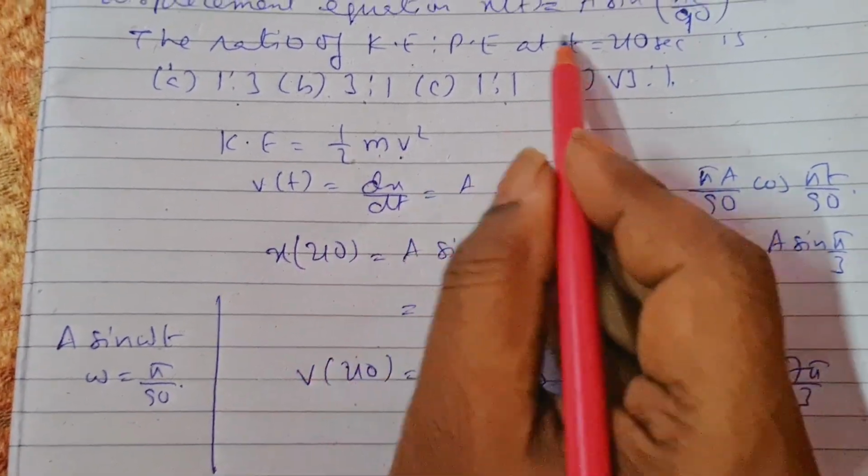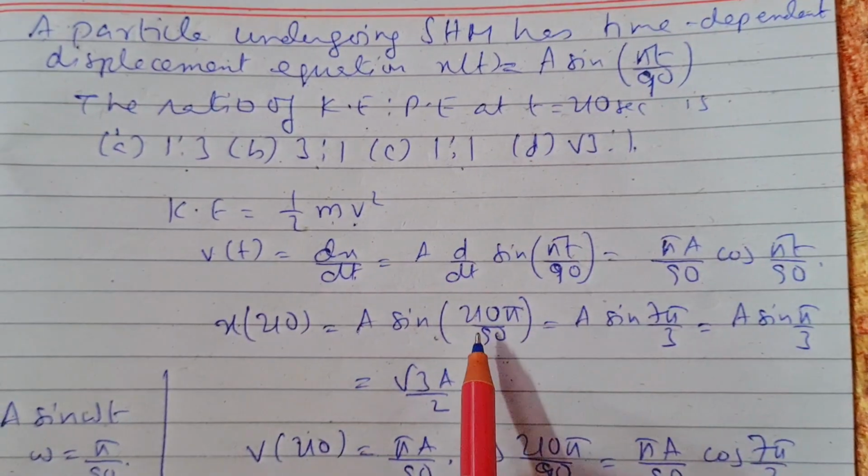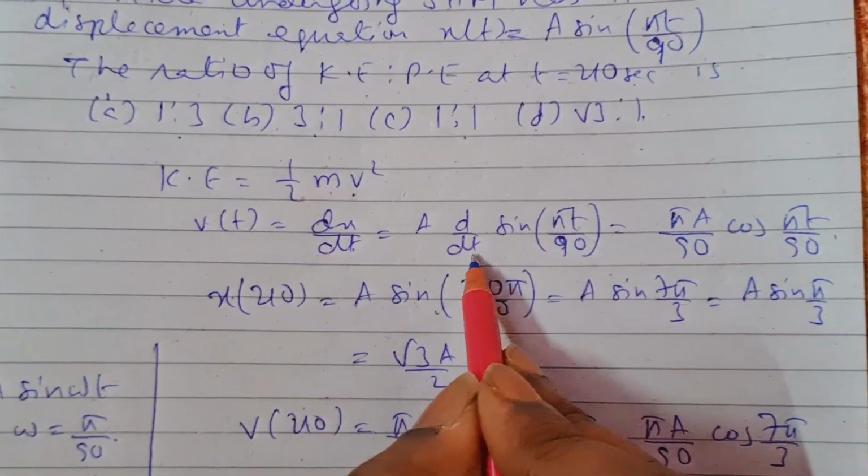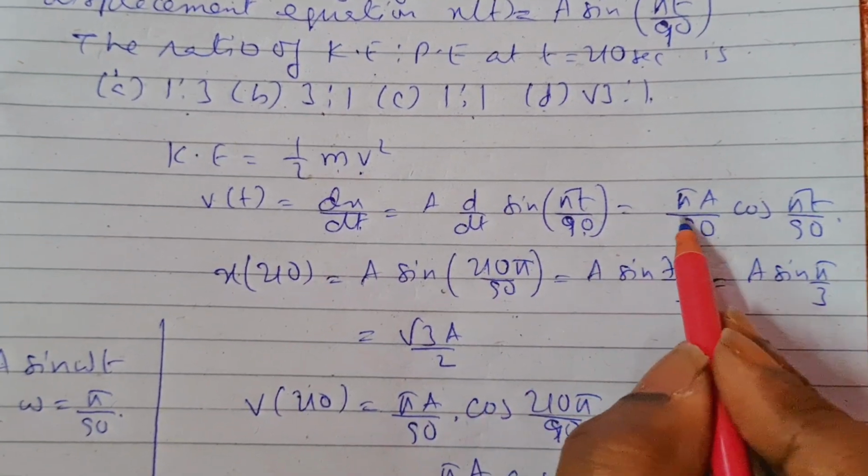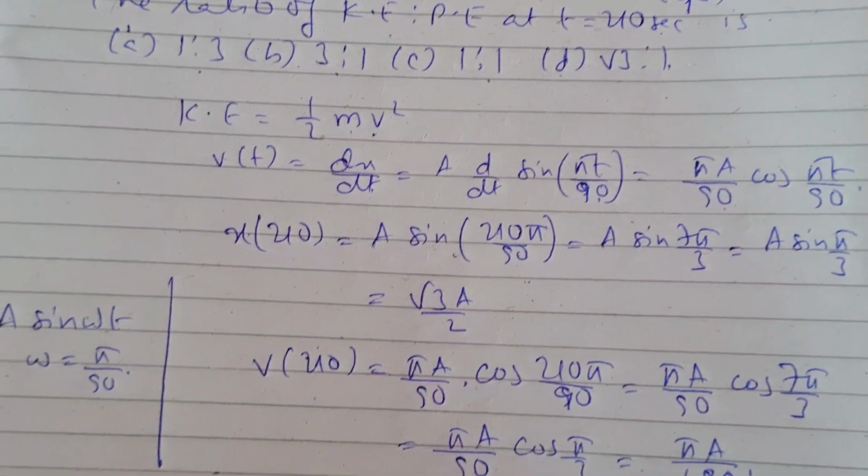Now v of t equal to dx by dt. Here the x equation is given. You have to differentiate a into d by dt of sin(pi t by 90). So it is coming pi a by 90 into cos(pi t by 90).